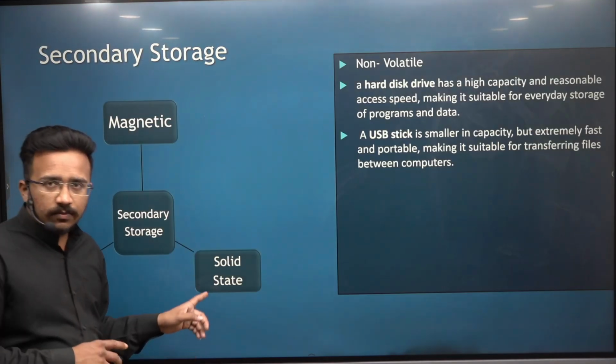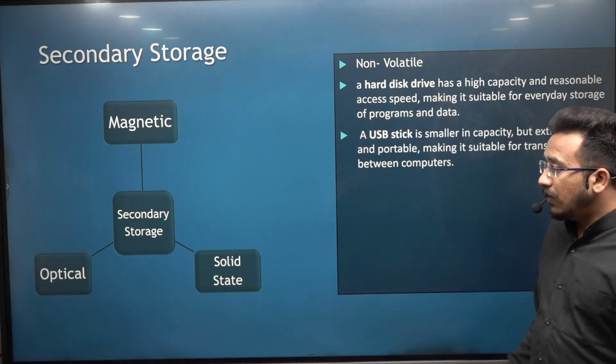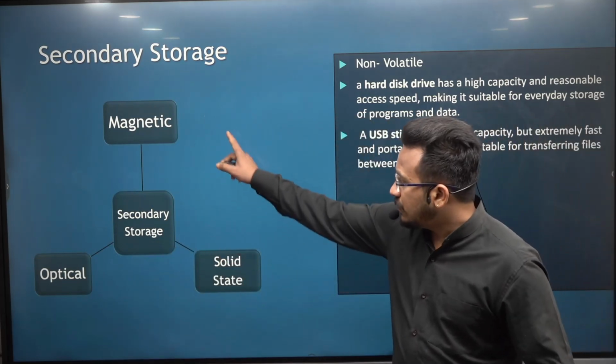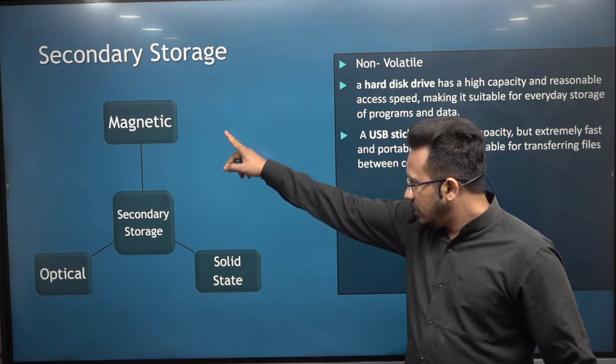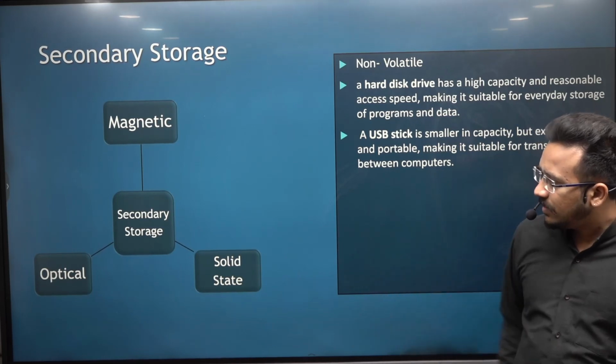If you want to note down something from this slide, do it and move to the next one. We're going to study them individually. First one, we're going to begin with magnetic, then we're going to start with solid state, and then maybe the optical one.